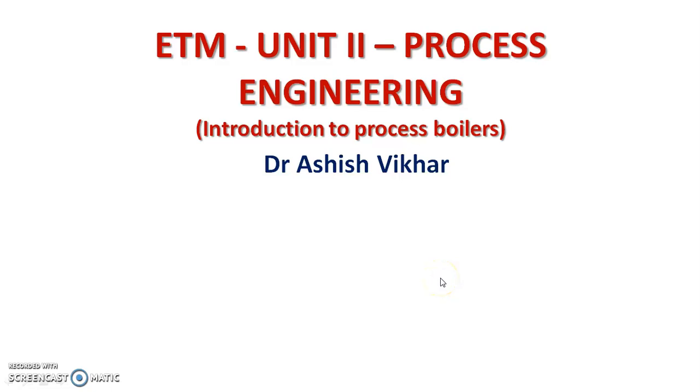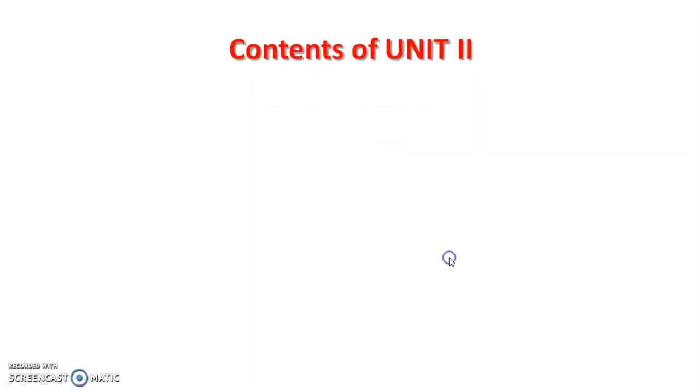Hello students, in today's lecture we will see the introduction to unit number 2. Unit number 2 of emerging trends in mechanical engineering is related to process engineering, and in process engineering there is an introduction to process boilers. Boilers that you have studied in second year in the subject thermal engineering, as well as in 5th semester of power plant engineering. So let us see what are the contents of unit number 2.